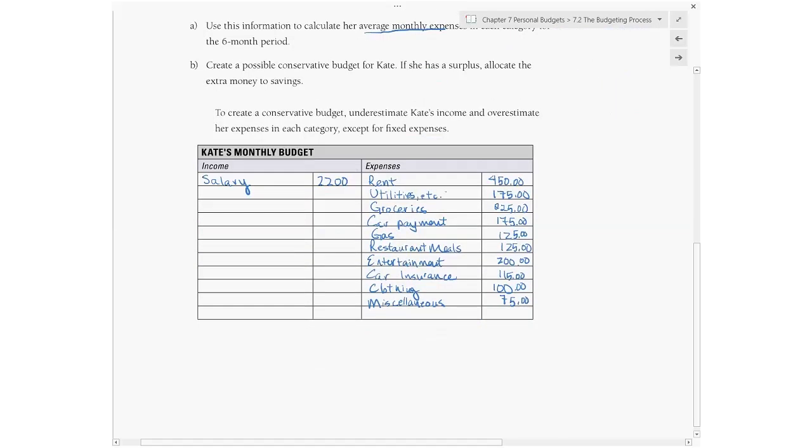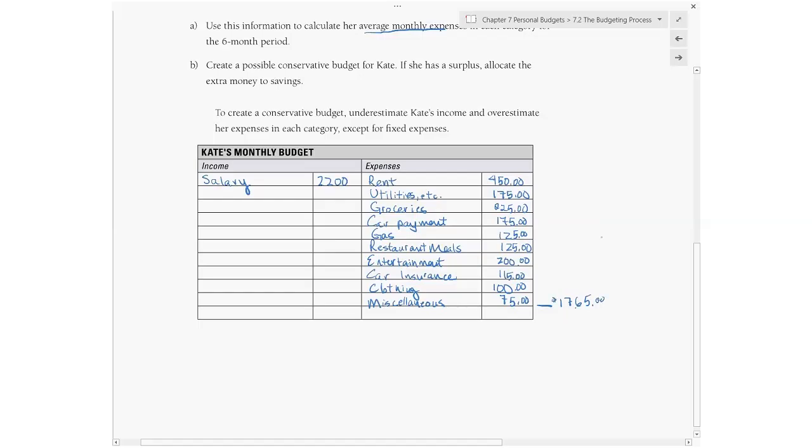So we've got to figure out what this totals up to. So we're going to add it all up to see if she has any money left over. So she has $450 plus $175 plus $225 plus $175 plus $125 plus $125 again plus $200 plus $115 plus $175, and this totals up to $1,765.